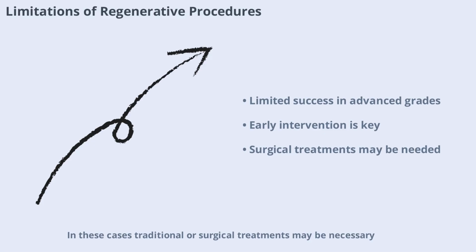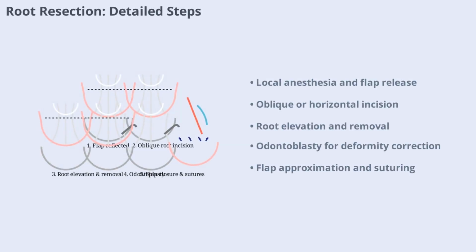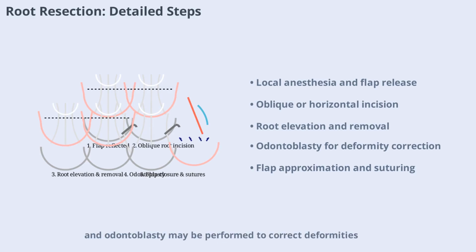In these cases, traditional or surgical treatments may be necessary to preserve tooth function and prevent further deterioration. Root resection is performed after appropriate local anesthesia and flap release. The root with advanced bone loss is resected using an oblique or horizontal incision. The root is elevated and removed, and odontoplasty may be performed to correct deformities.